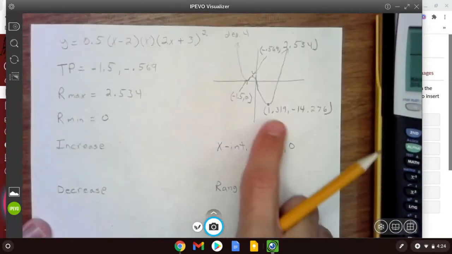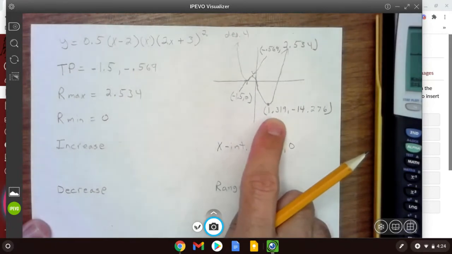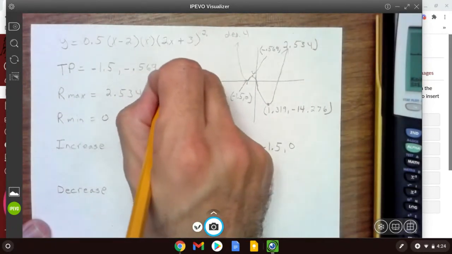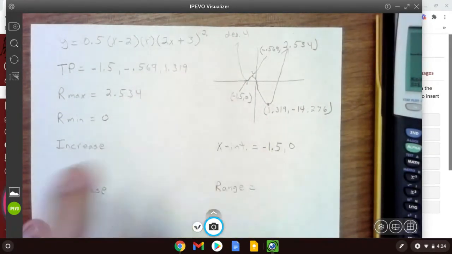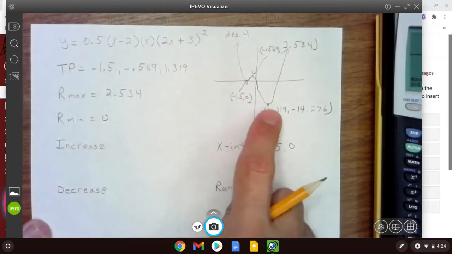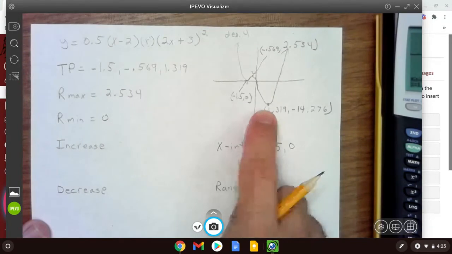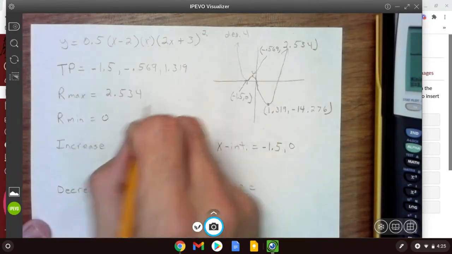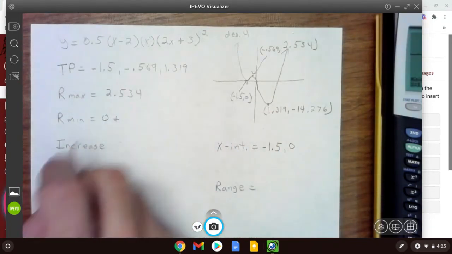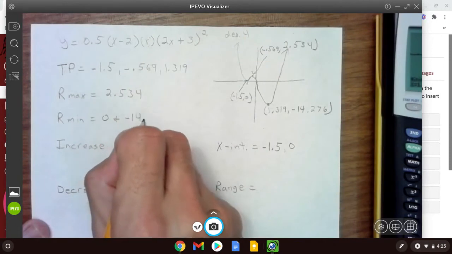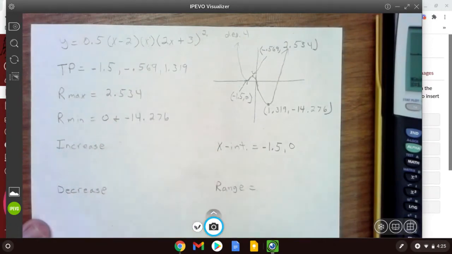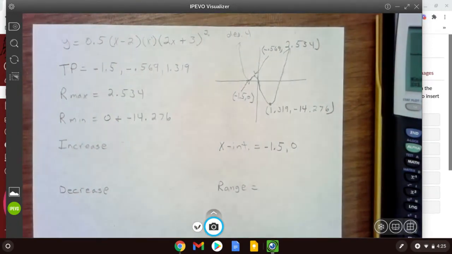So we got another turning point at x equals 1.319. We got 3 turning points here, 1, 2, 3. The x value's there, and this is another minimum, another relative minimum, at negative 14.276.